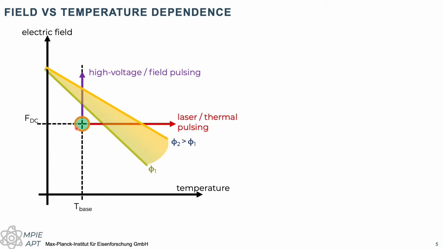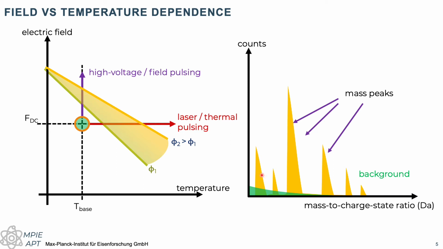If things go well and I'm not field evaporating at the base temperature or the base field, I'm detecting nothing in between pulses, and what I get is coming from the specimen at the pulses. What I get is a well-defined series of peaks in the mass spectrum and a low level of background, mostly coming from the dark current of the detector and some ionization of residual gases at the DC voltage.